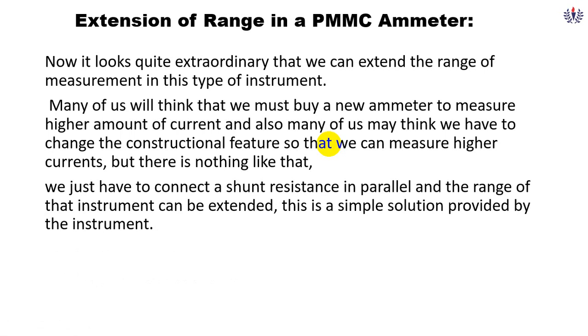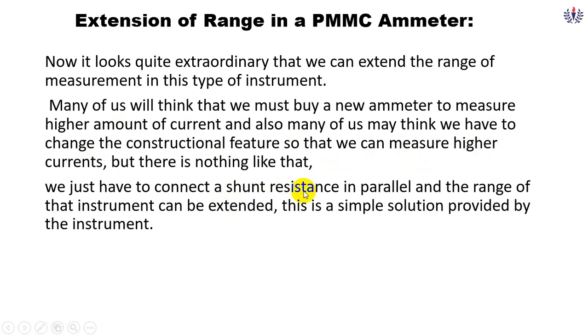And how to extend the range? The PMMC instruments are meant only for measuring DC. For low voltage DC it is applicable, but I want to extend the range. How can it be done? Instead of buying a new meter, a higher amount of current can be measured using only one additional feature. You only make one small change for measuring higher currents.